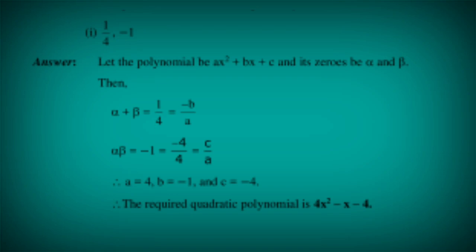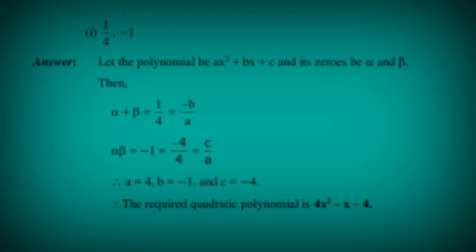Let the polynomial be ax² + bx + c and its zeros be alpha and beta. Alpha plus beta equals 1/4, which is given. This is nothing but −b/a. It means b = −1 and a = 4. Alpha beta equals −1. This can be written as −4/4. Why? The denominator we need as 4, so I take both numerator and denominator as 4, then only I am getting −1.